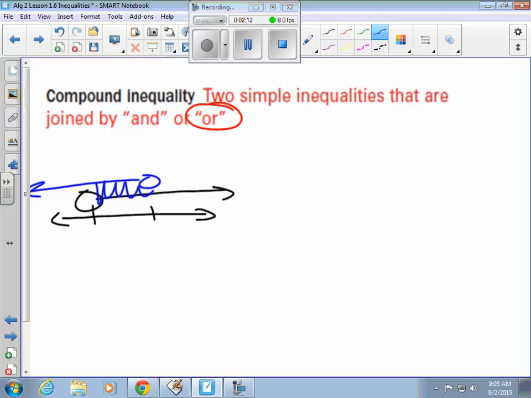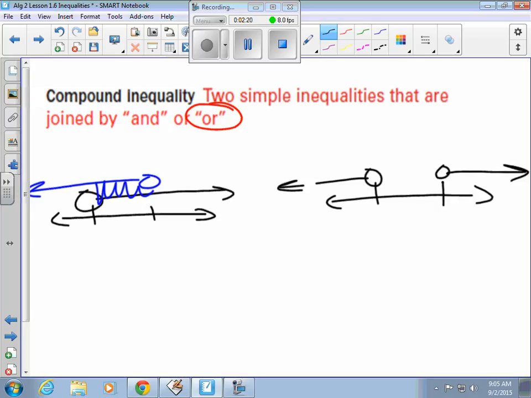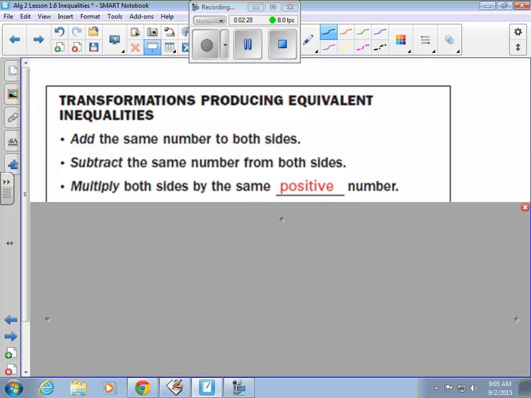An or inequality typically will go out each direction. So you'll have one going this way and the other one going this way. Again, that's typical. Sometimes they'll both go the same way and there'll be an overlapping area, but this is typically what and or inequalities look like.